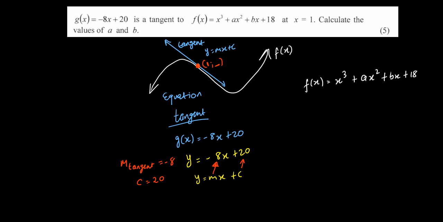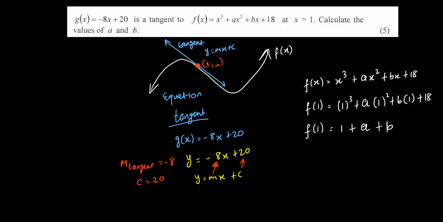Now the question is, how do we get the y value? Where do we substitute? Into the derivative or into the original function? Yes, into the original function. So you are going to say f of 1 equals 1 cubed plus a, you don't have a, but you say 1 squared plus b times 1 and then plus 18. This is b, guys, it's not 6. So your f of 1 is going to be 1 plus, guys, 1 squared is just 1. 1 times a is simply a, and then you have b there, and then you have plus 18. So f of 1 is going to be equal to a plus b plus 19.